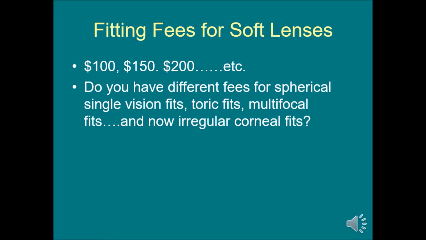Okay, what are your fitting fees? $100? $150? $200? Who knows? How did you pick that? Did you pick that from the air? Did you look at your overhead costs? Okay, so do you have different fee structures for maybe a simple spherical single vision fit versus a toric fit versus a multifocal fit? And now we have irregular corneas, people that have really diseased and disordered eyes. What are you doing to charge them? They're much more difficult to fit and make see. Are you charging higher fees for that? If you're not, you should be.